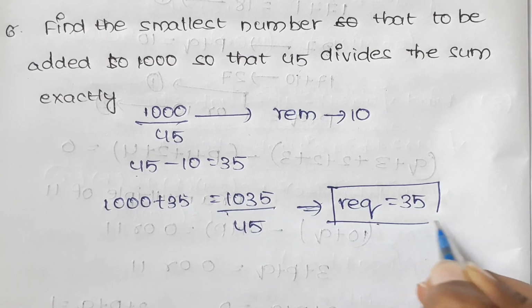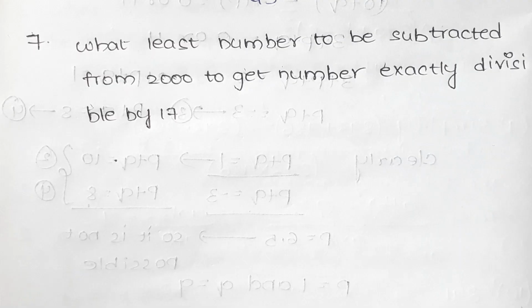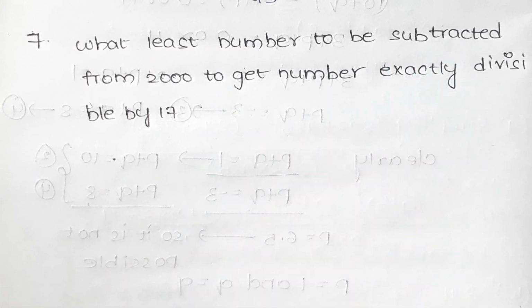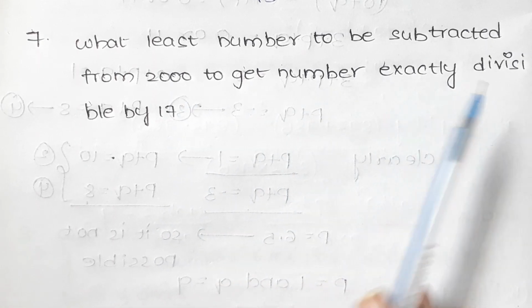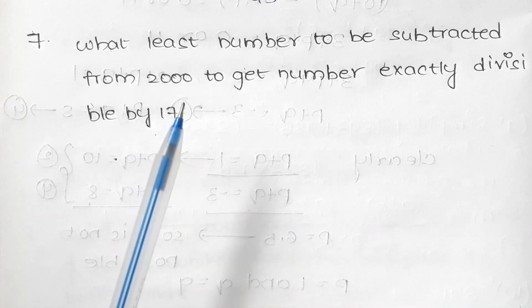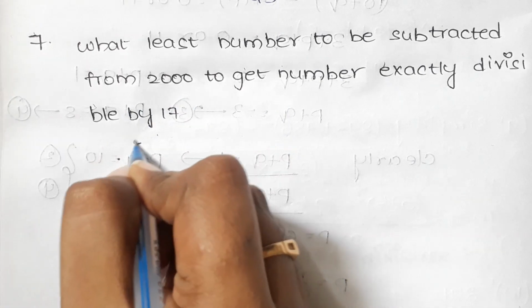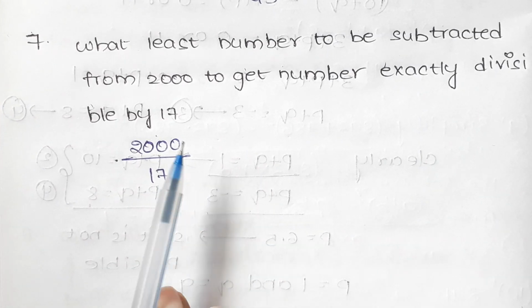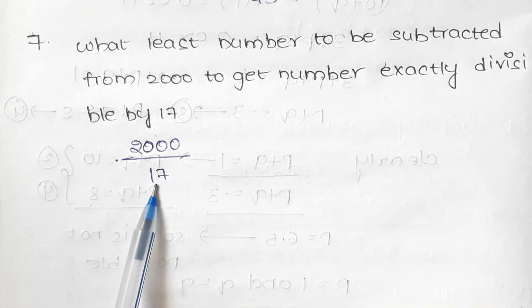This is the one type of model. Let us see another one: what least number is to be subtracted from 2000 so that the number is exactly divisible by 17. Here we have the number 2000. Now let us do the division. A number should be subtracted from this 2000 and that number will be exactly divisible by 17.